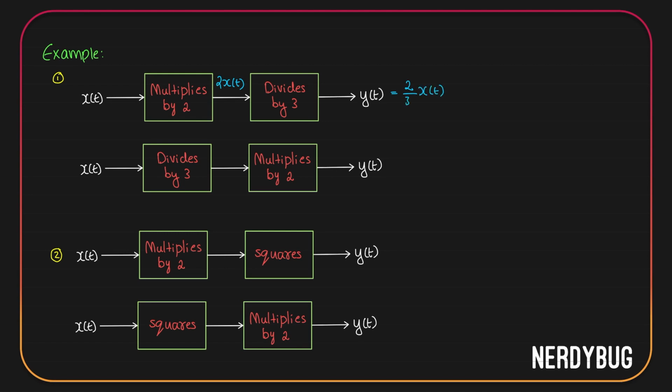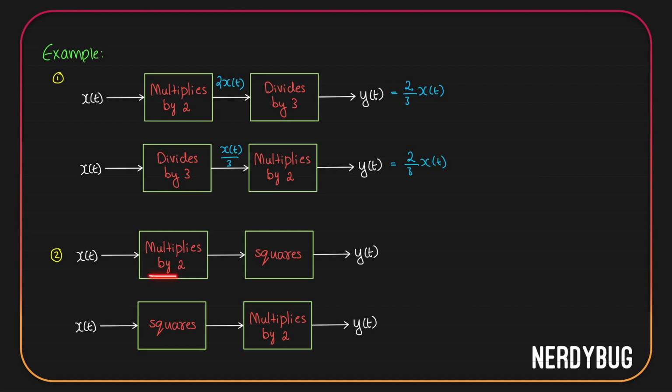Let us interchange the systems. First, let's take the dividing system and then the multiplying system. We're giving x of t as input. The first system will divide it by 3 and we'll get x of t divided by 3. Then this is given as an input to the second system which multiplies it by 2. So the final output will be 2 by 3 x of t. We got the same output.